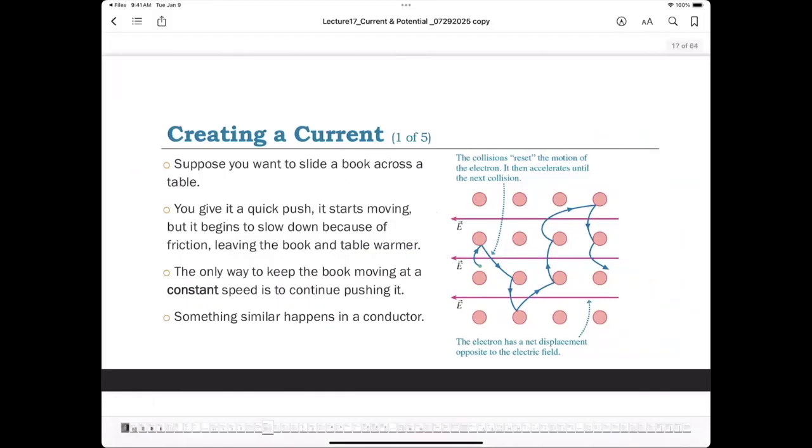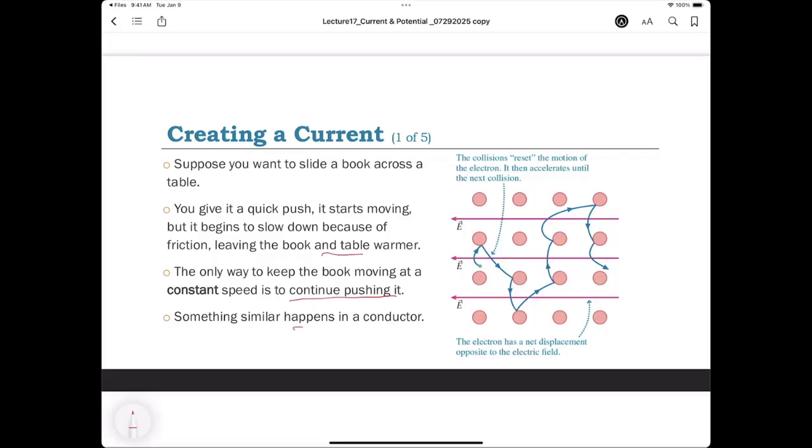Suppose you want to slide a book across a table, and you give a quick push. It starts moving, but it begins to slow down because of friction, leaving the book and the table warmer. You can try this small lab by yourself. The only way to keep the book moving at a constant speed is to continue pushing it. This is obvious.